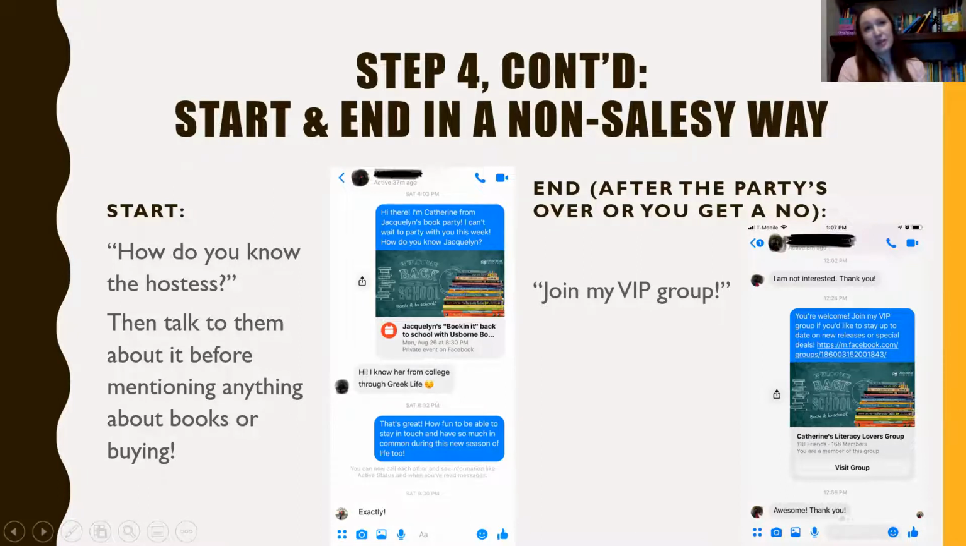Don't just stop and say, okay, let's buy books. I went ahead and I said, that's great. How fun to be able to stay in touch and have so much in common during this new season of life too. Because I could tell from her profile picture, which I blacked out, that she had a kid too, and that the hostess did too. So I knew that they had things in common from both.